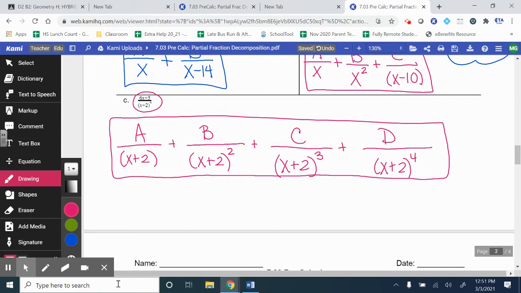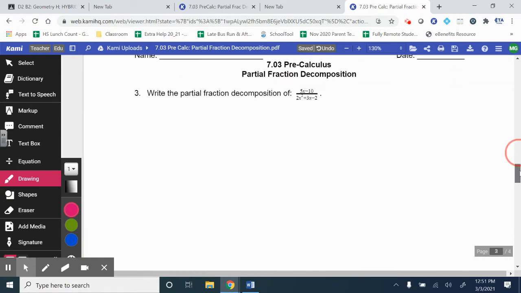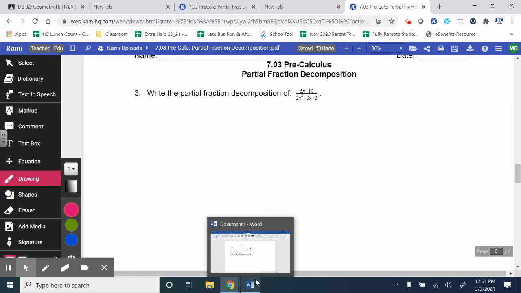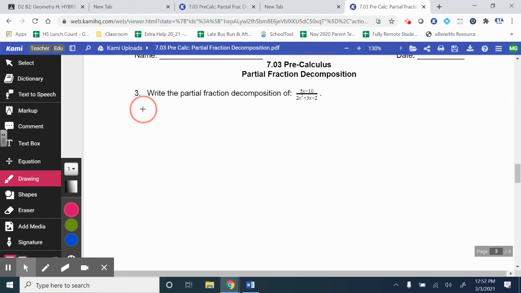All right, so let's start on the next one. So these do take up a lot of space. There's not a lot to write, so it's easy enough to just write out your original, but there's a lot of work that we're going to be showing here. First step is to factor your denominator if it needs to. If there's nothing to factor, then you're good to go.